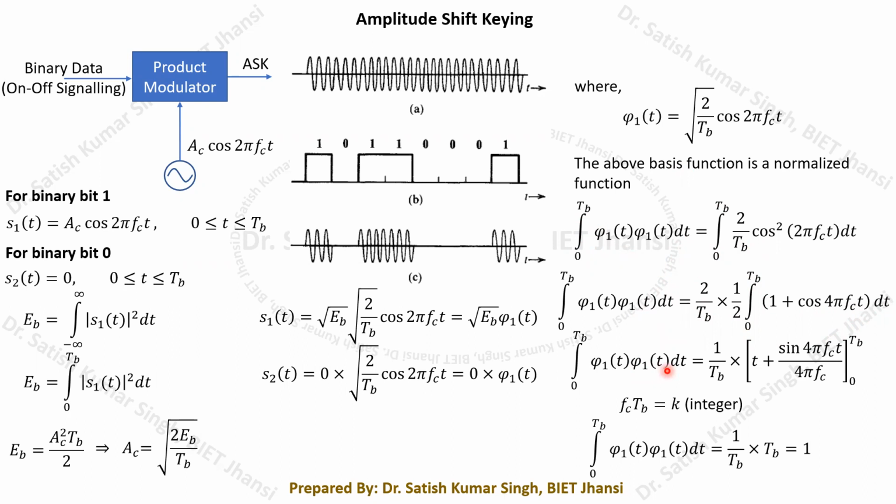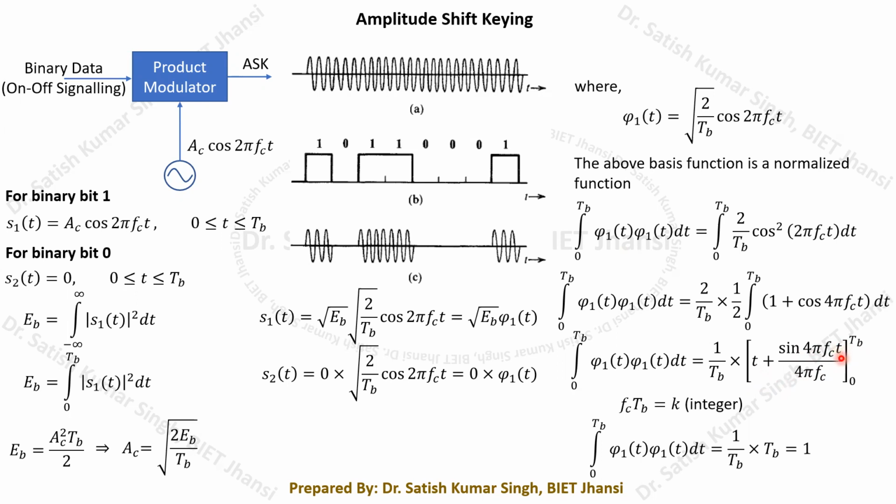Once you do this, you will end up with the expression 1 upon TB multiplied with t plus sine 4 pi FCT divided by 4 pi FC, with the limits 0 to TB. Now, for it to be a normalized function, this sine factor has to be 0 once we substitute the limits. When we substitute 0, the entire term becomes 0 because sine 0 is also 0. But when you substitute t equals capital TB, the first term becomes TB, and here it will be FC multiplied with capital TB.